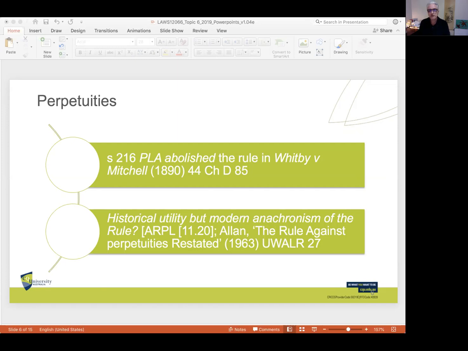So you can see there on the slides that I've just referred to the article by Allen, Rule Against Perpetuities Restated, and there's discussion of that in your casebook, 661 over to 663. Really 663. Allen, that article was written back in the 1960s, University of Western Australia Law Review. It is a way of explaining the rationale of the rule against perpetuities, its historical basis. Allen also takes issue with its continuing relevance in the modern period.